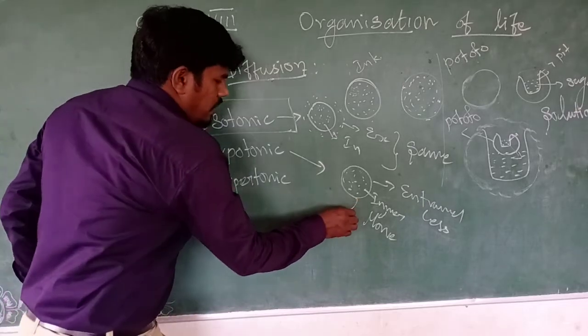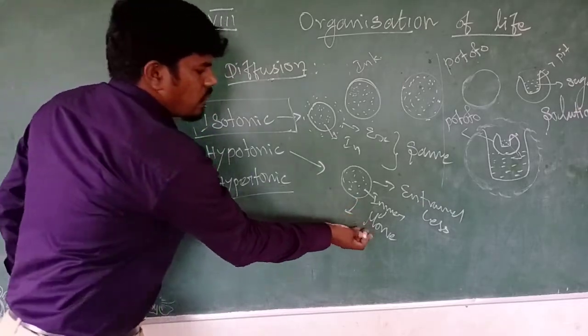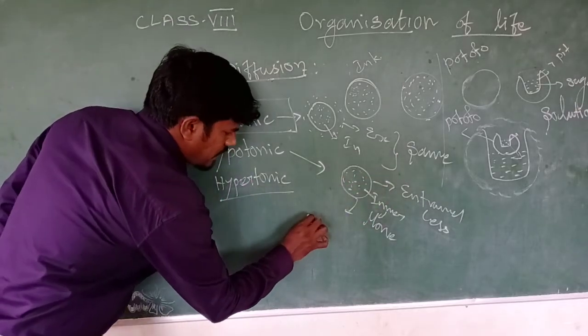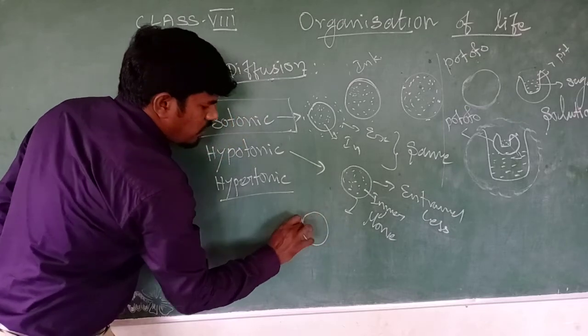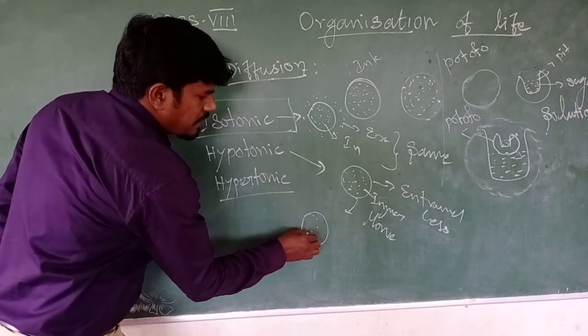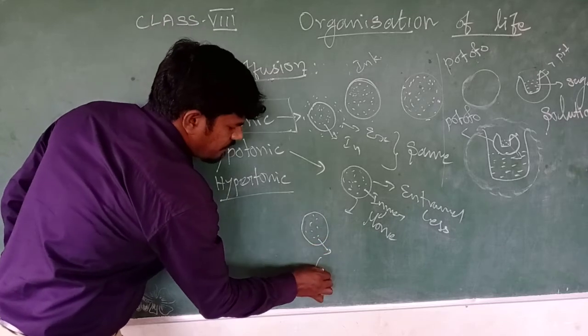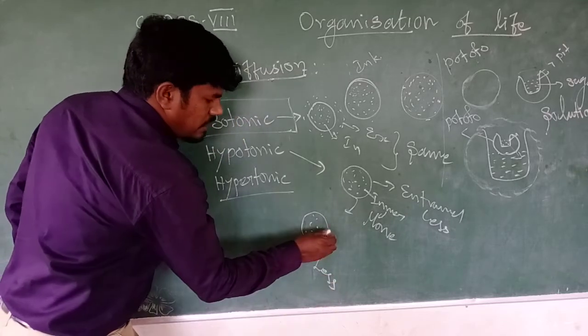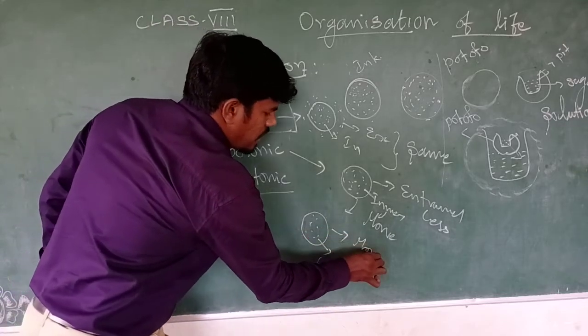So the inner side has a higher concentration compared to the external. Okay, this is hypo. The opposite is called hyper. The internal concentration is less and the external has more concentration.